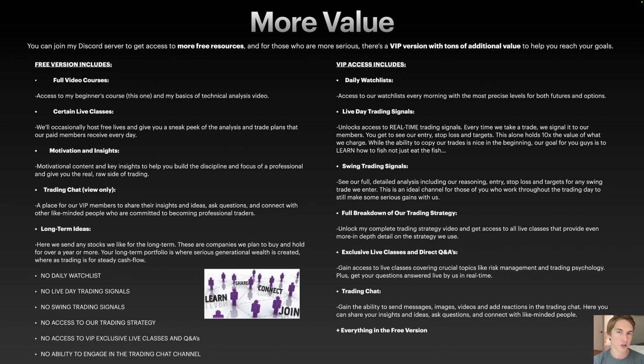We also have a long-term idea section in our free version, and this is a lot of value. Here we send any stocks we like for the long term. These are companies we plan to buy and hold for over a year or more. Your long-term portfolio is where serious generational wealth is created, whereas trading is for steady cash flow. So you make cash flow in trading, and you can funnel that money into a long-term investment portfolio.